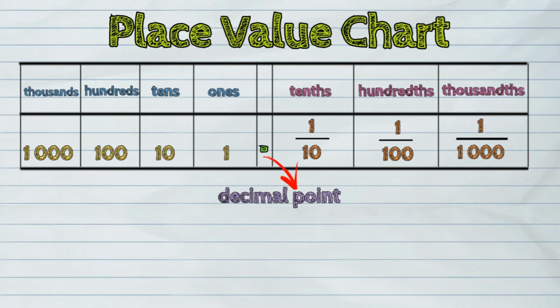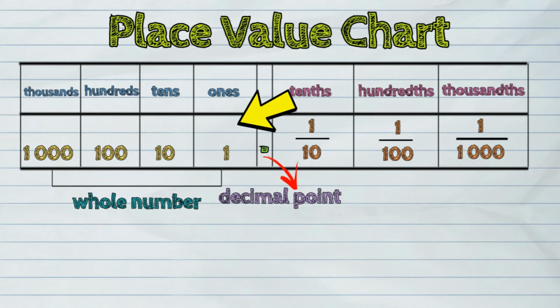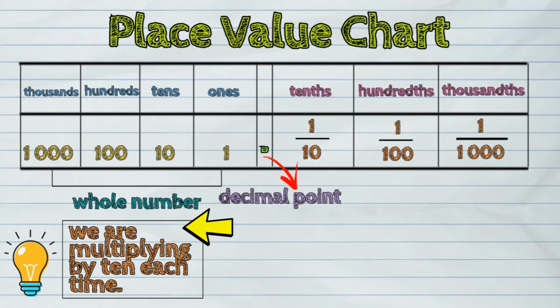The decimal point here shows where the fractional part of a number begins. To the left of the decimal point, we have the whole number part. As we go from right to left, each column is 10 times bigger than the previous number. In other words, we are multiplying by 10 each time.